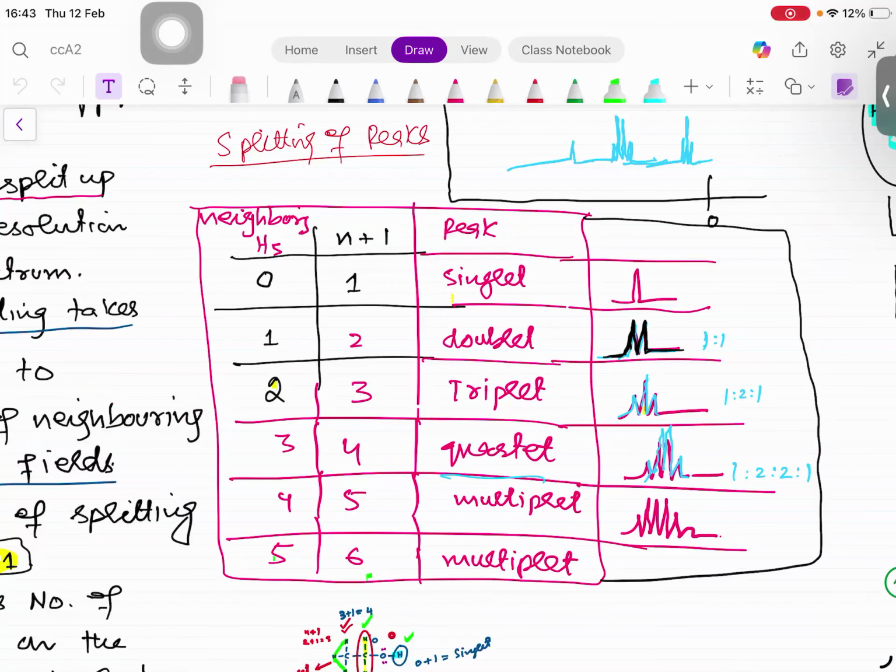Now this splitting also has some ratio, but ratio is not in our syllabus. Neighboring hydrogen 0, N plus 1 is the rule. Peak will be a singlet. It looks like that. Neighboring 1, peak will be a doublet. It will look like that. Ratio is 1:1. 1:1 means same height. Neighboring 2 hydrogens will be a triplet. 1:1:1.